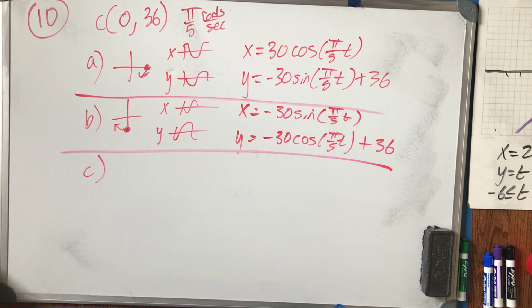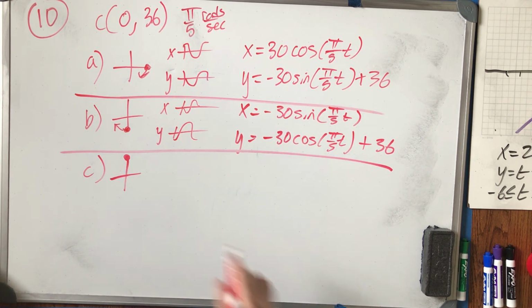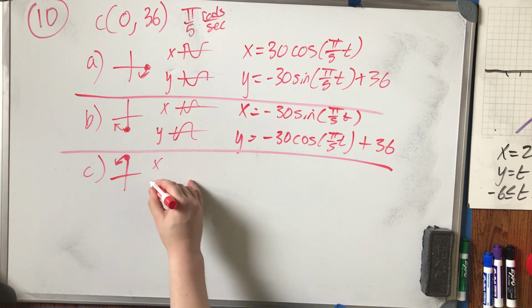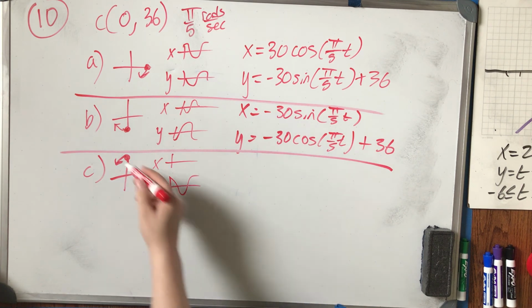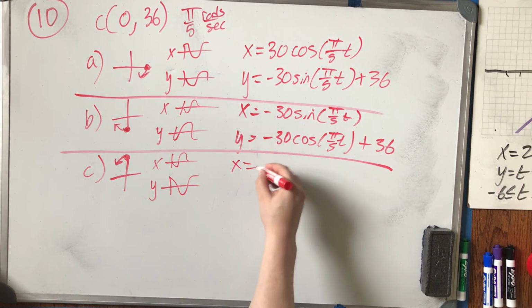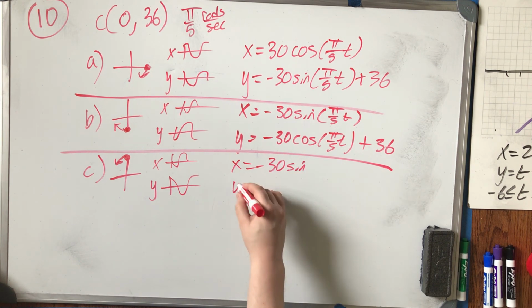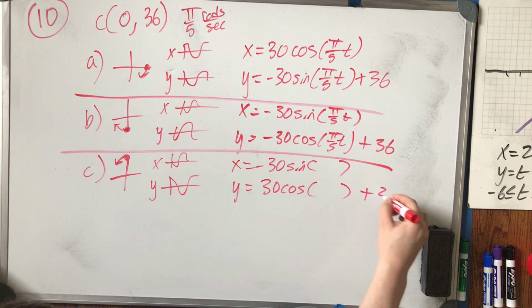We're starting at 12 o'clock, so that's right up at the top, and we're going counterclockwise, so that's that way. So this is starting at a maximum y value. Y will be positive cosine. We're going in a negative x direction, so x will be negative sine. So negative 30 sine. Y is going to be positive 30 cosine, and everything else about this stays the same.